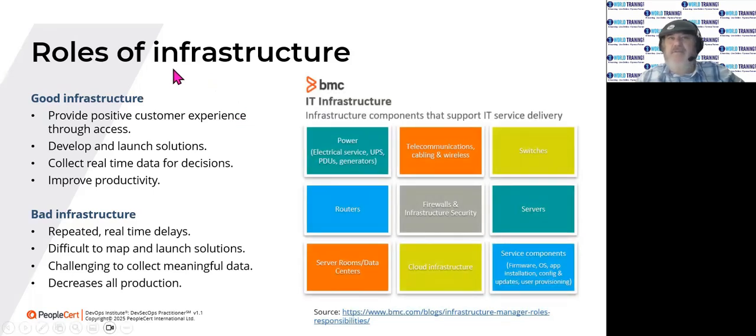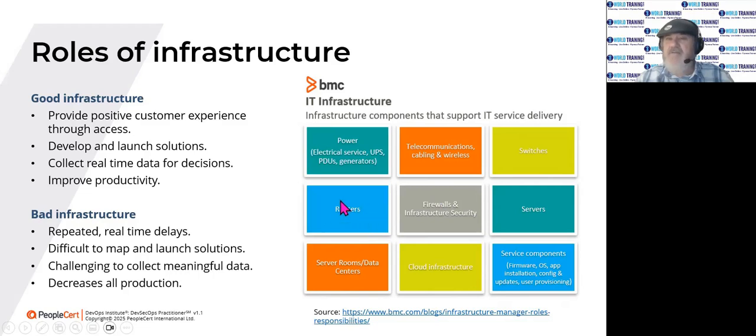There's a lot of elements of infrastructure. We just talked about some. BMC defines infrastructure as components that support IT service delivery. So that includes things like the power, electrical services, uninterrupted power supplies, generators, things that are physically required to make the equipment work and to be sustained. All the telecommunications cabling and wireless services that are needed. Switches, that could be electrical switches, but it also can be communication switches, or things like backup routers and stuff like that.